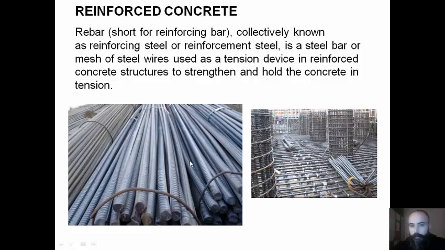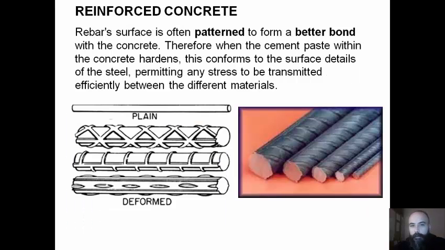Rebar, short for reinforcing bar, collectively known as reinforcing steel or reinforcement steel, is a steel bar or mesh of steel wires used as a tension device in reinforced concrete structures to strengthen and hold the concrete in tension. Rebar surface is often patterned to form a better bond with the concrete. Therefore, when the cement paste within the concrete hardens, this conforms to the surface details of the steel, permitting any stress to be transmitted efficiently between the different materials.